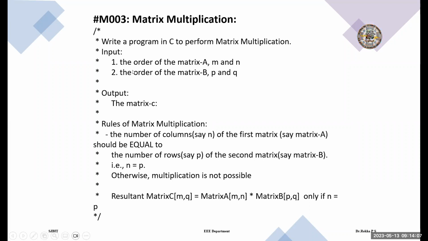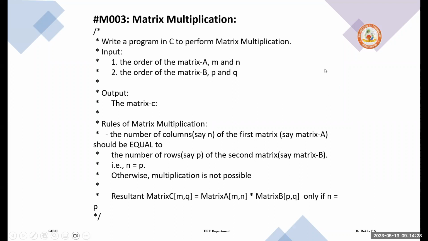So first we have to note down what are the inputs we are supposed to take and what will be the output. The input is first the order of the matrix A, that is M cross N, the order of the matrix B, P and Q, then the matrix C.